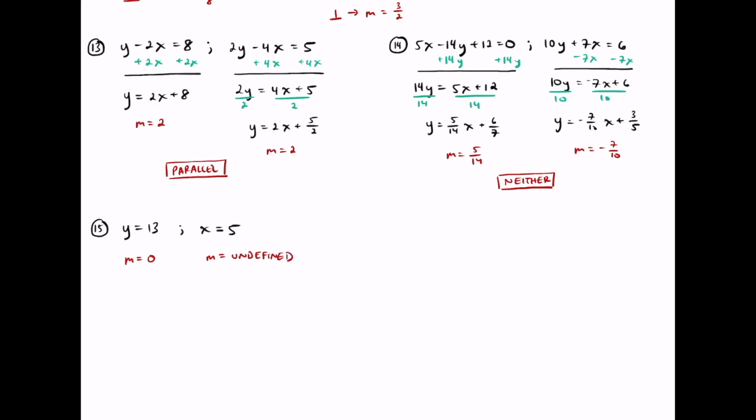So if one's a horizontal line and one is a vertical line, these must be perpendicular lines. Long word. I think I spelled it right. If I didn't, sorry.